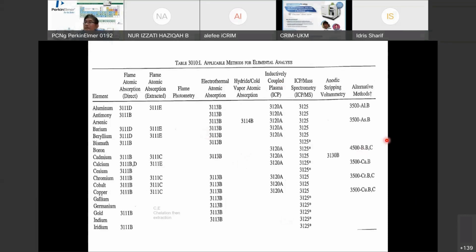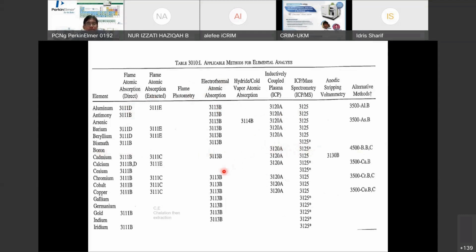Okay. So now we look into it. For example, now it is the summary of this method. Okay, now flame AAS is listed as APHA 3111. Then graphite furnace will be 3113, 3120 ICP-OES, 3125 ICP-MS. Look into it, like certain element, boron, not listed in AA. AA cannot analyze boron, but you need to do it in the wastewater. It is listed under ICP-OES or ICP-MS. So from here you can notice.